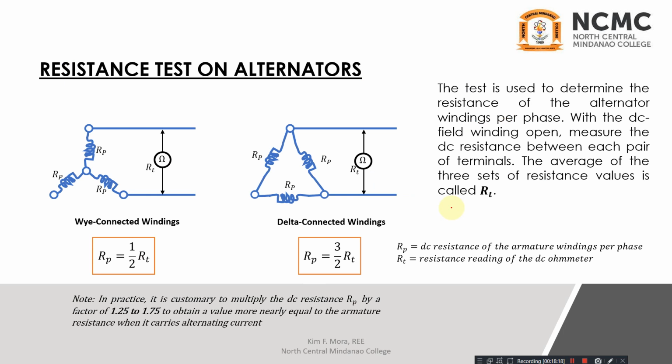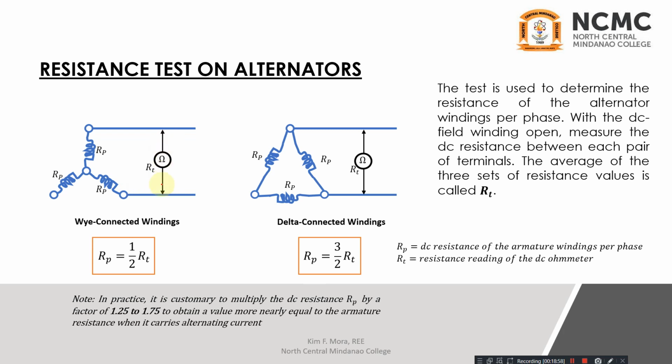Okay. So next we will talk about the resistance test on alternators. The test is used to determine the resistance of the alternator windings per phase, no? With the DC field winding open, measure the DC resistance between each pair of the terminals, no? So you put one terminal here, one terminal here, then you measure the resistance.